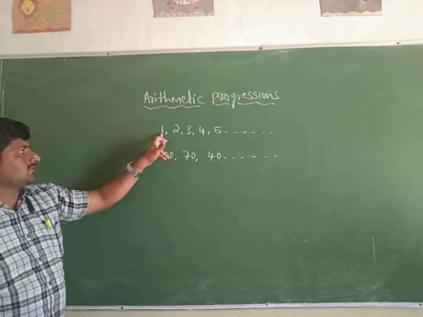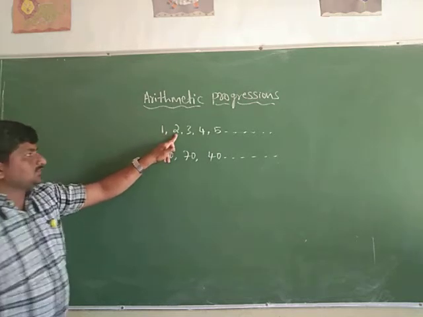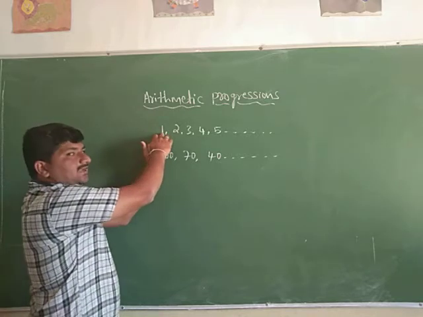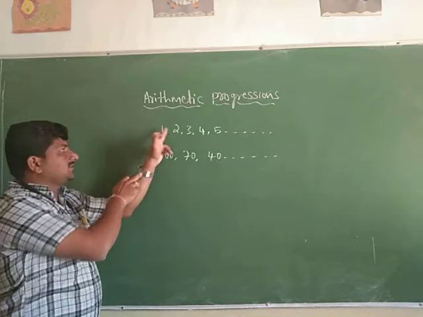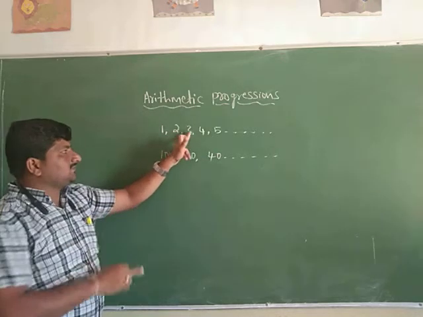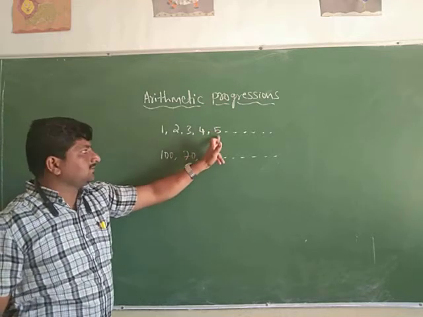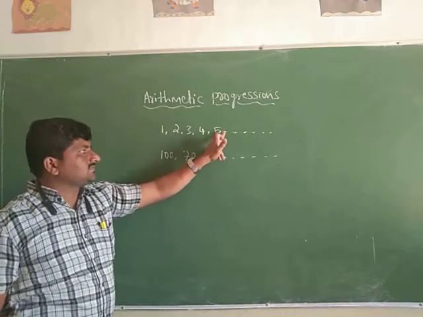For the next number: the first number is 1, the next number is 2. To the first number we add 1 and we get the next number, 2. Similarly, 2 plus 1 is 3, 3 plus 1 is 4, 4 plus 1 is 5. So what will the next number be? 5 plus 1 is 6.